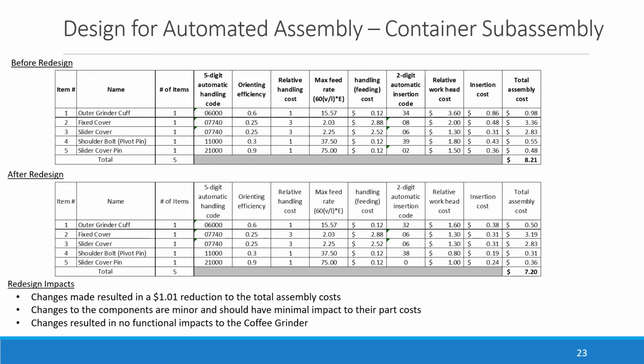Here we are showing our automated assembly analysis and total assembly cost results. The initial analysis, the top table, shows our original assembly cost was $8.21 per part. After implementing the design changes per the guidelines I covered, the redesigned part assembly costs are now $7.20 per part. This is about a $1 reduction in total assembly cost per part. The proposed changes are minor and should have minimal impact to the part costs and no functional impact to the coffee grinder.